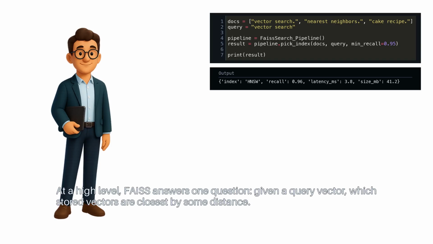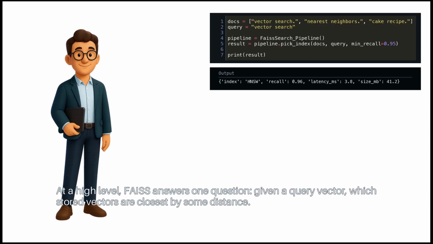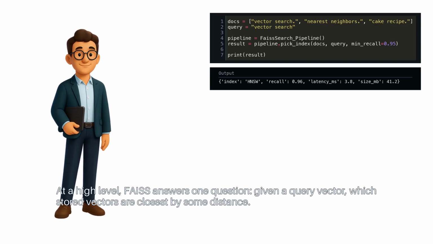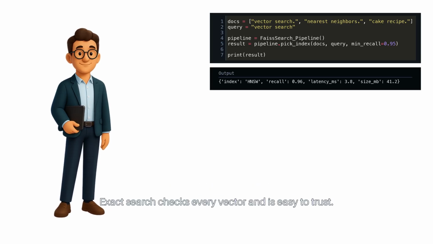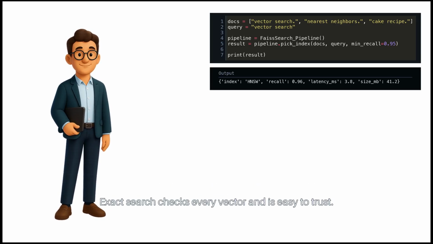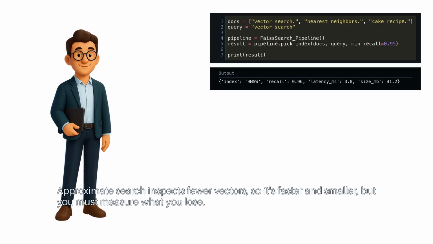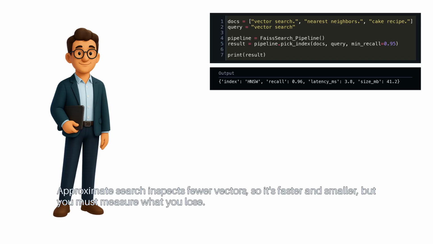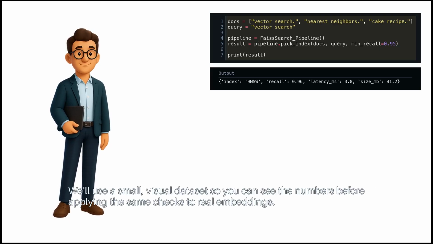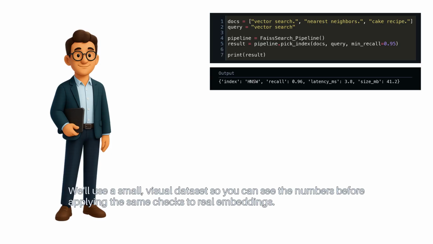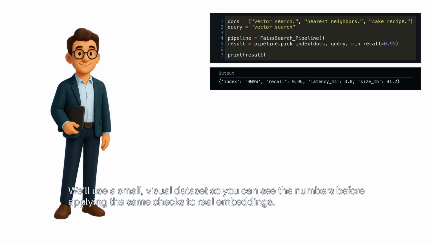At a high level, FAISS answers one question. Given a query vector, which stored vectors are closest by some distance? Exact search checks every vector and is easy to trust. Approximate search inspects fewer vectors, so it's faster and smaller. But you must measure what you lose. We'll use a small visual dataset so you can see the numbers before applying the same checks to real embeddings.